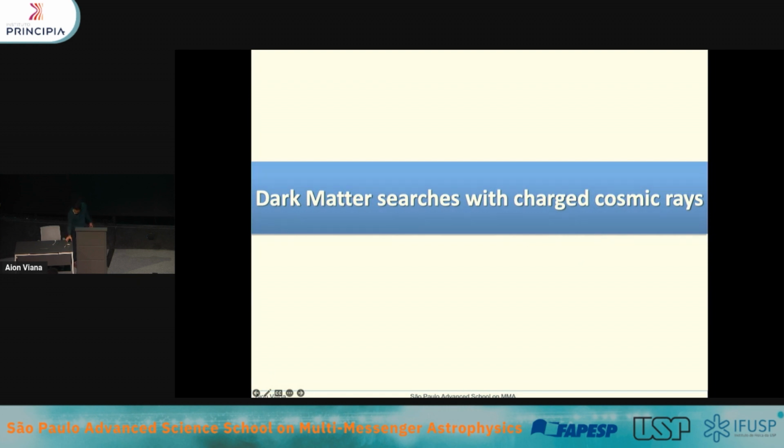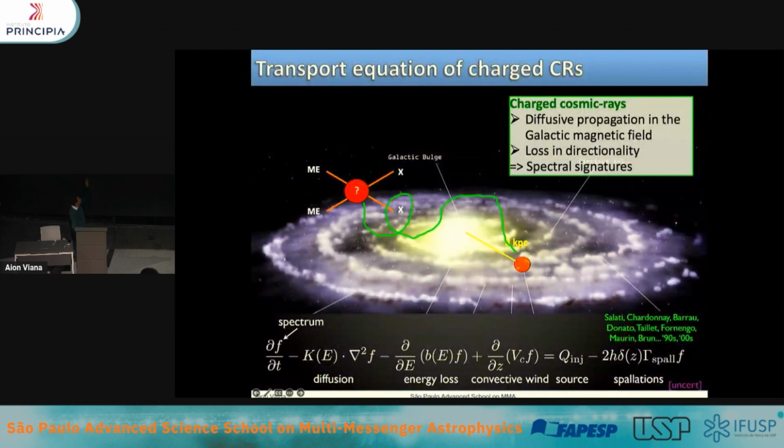Let me see. 10 minutes, so, okay. Then I have enough time. I can go not so fast. So for charged cosmic rays, like I mentioned before, the main difficulty is that you're going to have particles that will propagate through the galaxy. And this propagation is actually quite complicated. Here is one example of all the different terms that you can have in your propagation through the galaxy.